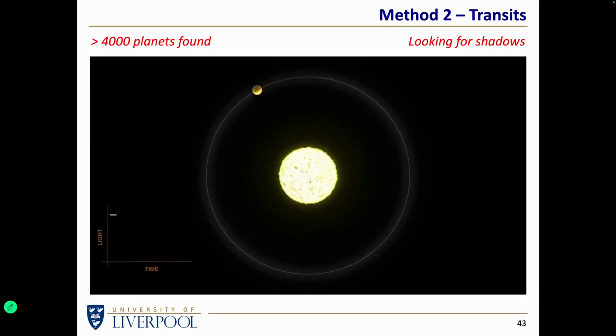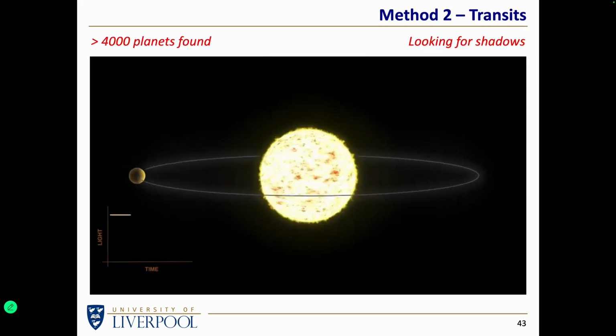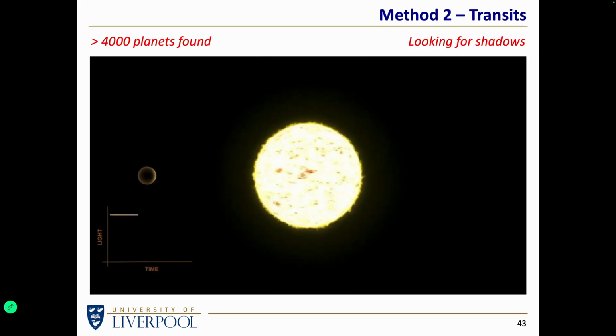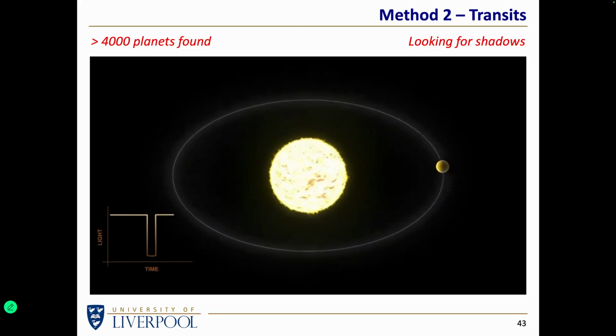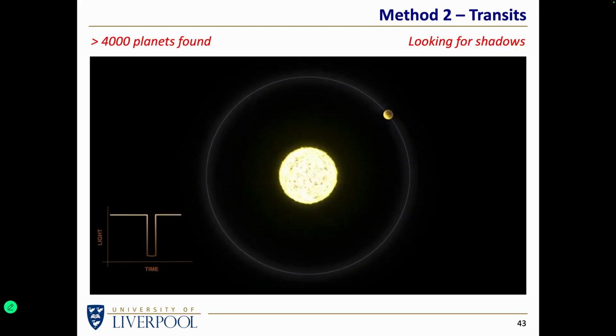Method number 2 is looking for a situation when a planet moves in front of the star. That only occurs when we're seeing a solar system edge on. But if a planet moves in front of a star, then the light output, the brightness of the star dips, according to the little cartoon you can see on the bottom left-hand side. If we were to monitor the brightness of the star, it's effectively steady unless a planet moves in front of it, in which case the light dips.